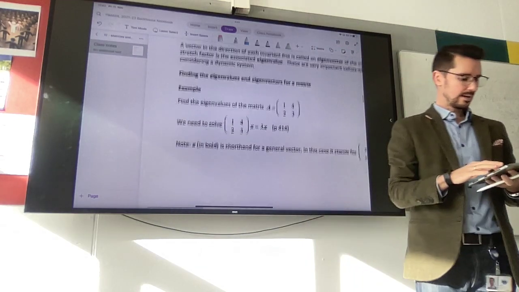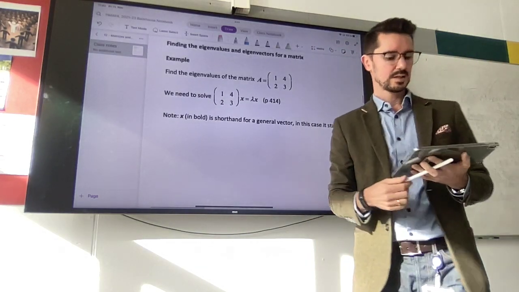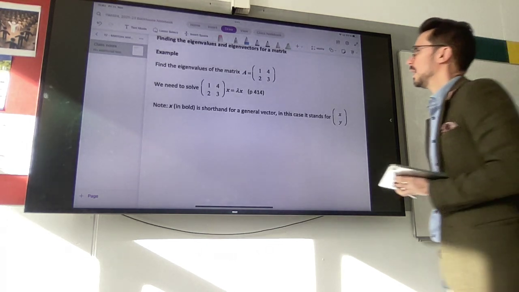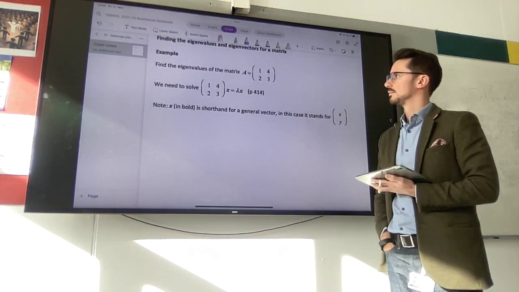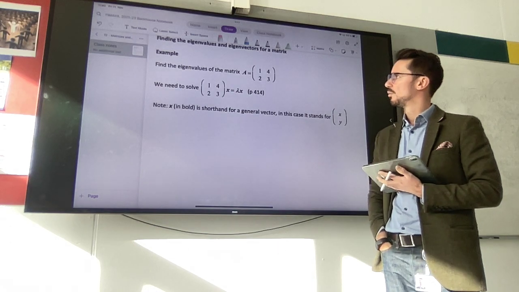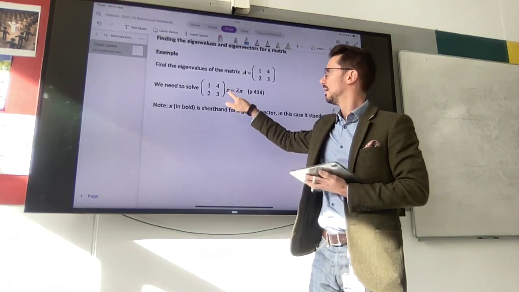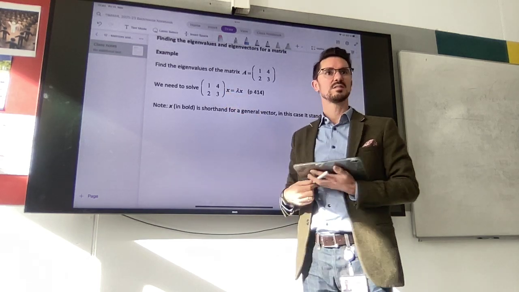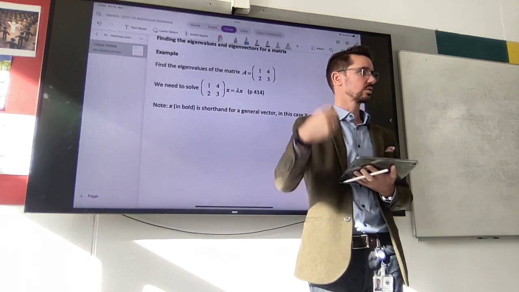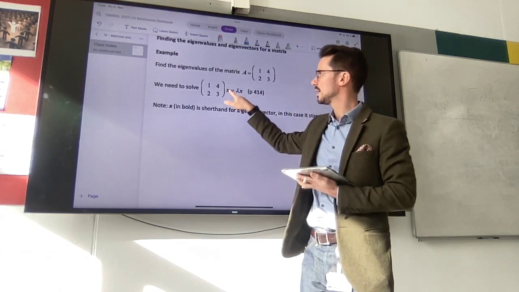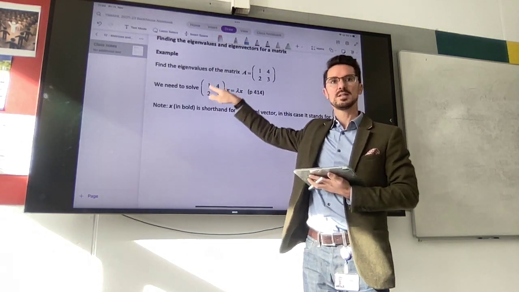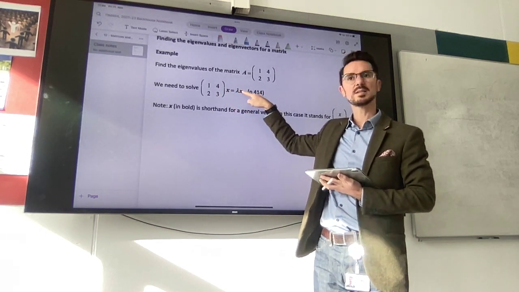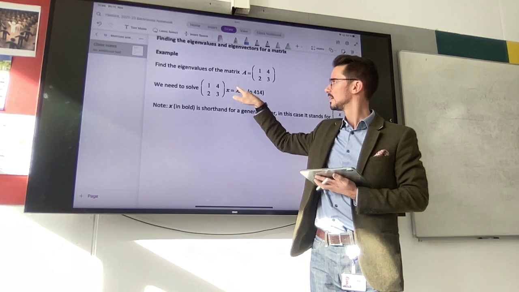Okay, so let's look at finding the eigenvalues and eigenvectors of a matrix. So this is what is happening. We're taking a point. This isn't a bold x, so it actually stands for a coordinate, xy. We're taking a point and we're applying a transformation matrix to it. And what happens is it stays on the same line, it just gets stretched along it, and lambda is our stretch factor.